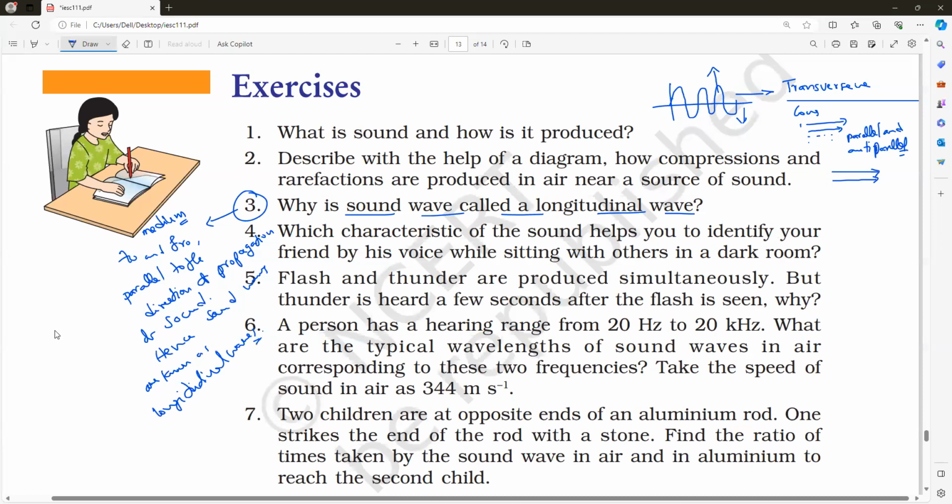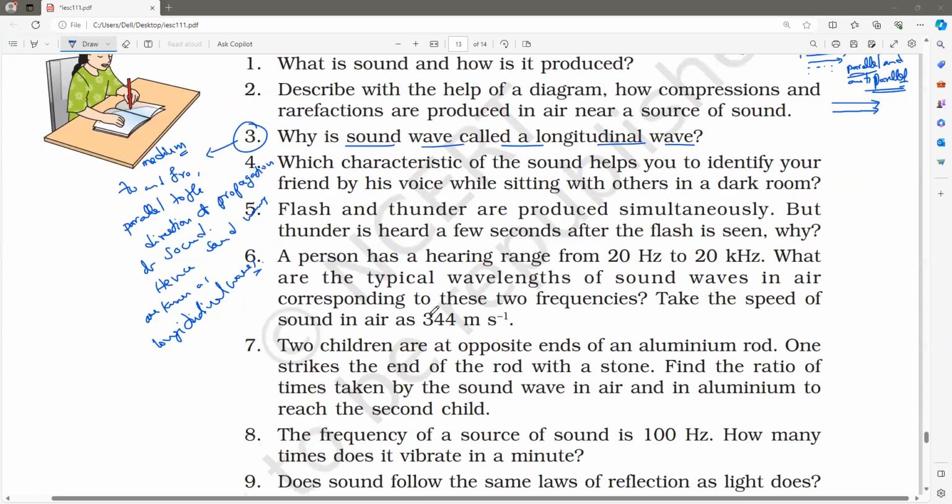So two keywords you have to remember. In a transverse wave, particle direction and wave direction: perpendicular or parallel? Perpendicular to each other. And in a longitudinal wave, the direction of propagation of sound and the particle are both parallel to each other. That is what you have to remember. Clear, everybody? Sudarshan, Kishore, Prithvi.